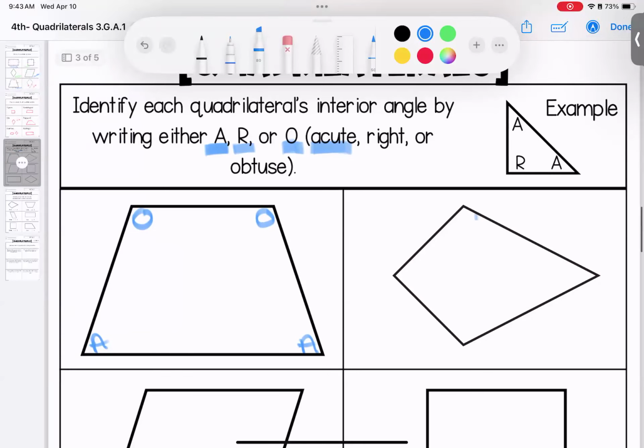Over here, I have an obtuse. Look, I can draw a grown-up relaxing. Obtuse, obtuse.